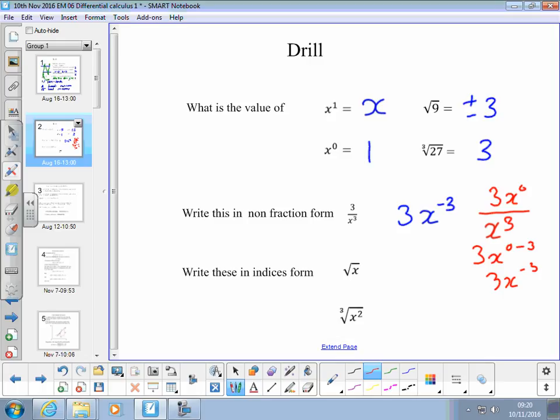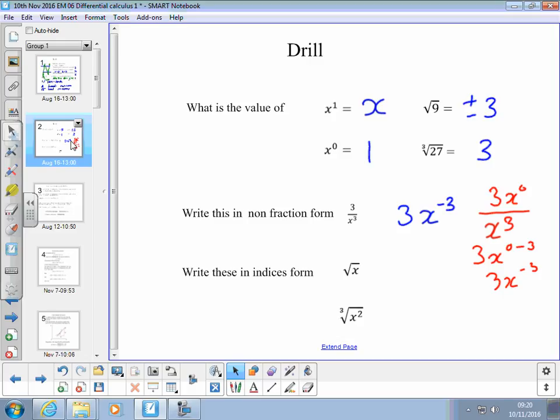Yeah? So if you move that x to the power from the bottom to the top, you change the sign. And you're going to need to be comfortable with doing that, really, without thinking too much. So if you did do that, you're going to have a point.